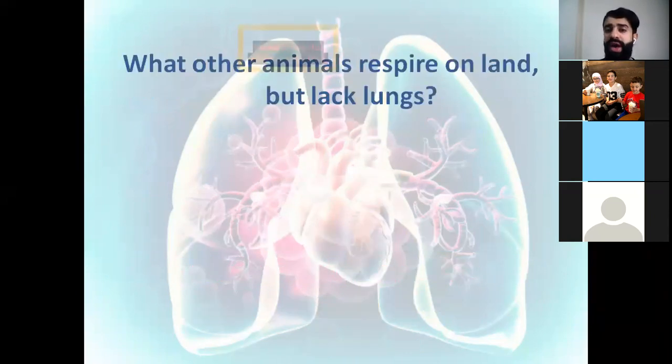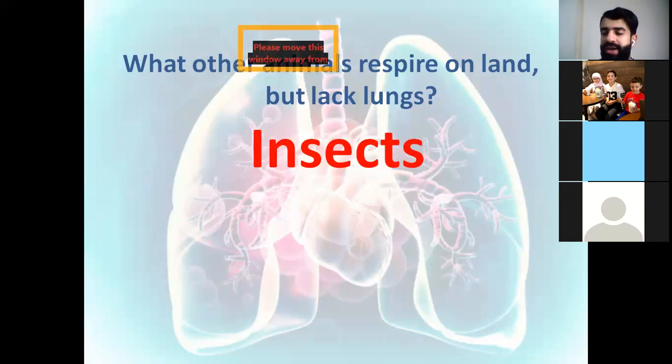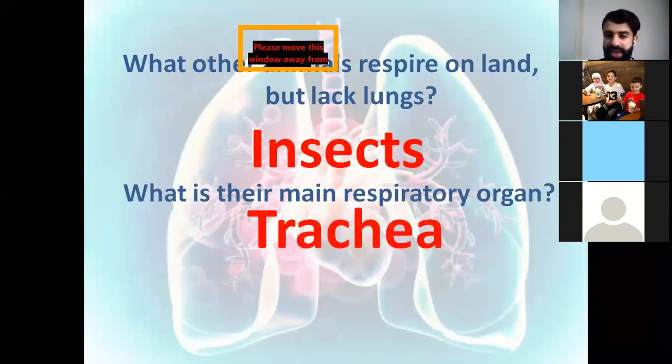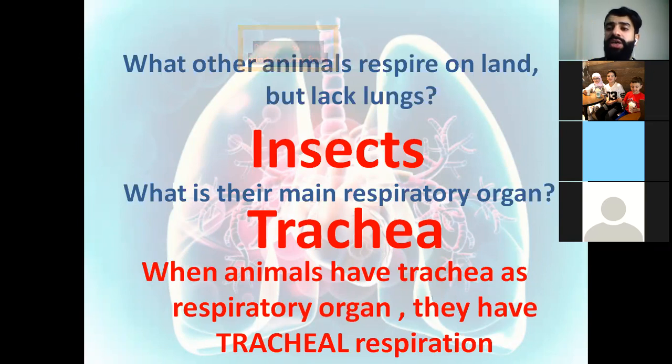Other animals respire on land, but they don't have lungs. What do they have? They have trachea. These are the insects. Whenever they have the trachea, we call it tracheal respiration. So till now we have two. If we have the lungs, the type of respiration is called pulmonary. Second, if we have the trachea, it's called tracheal respiration.